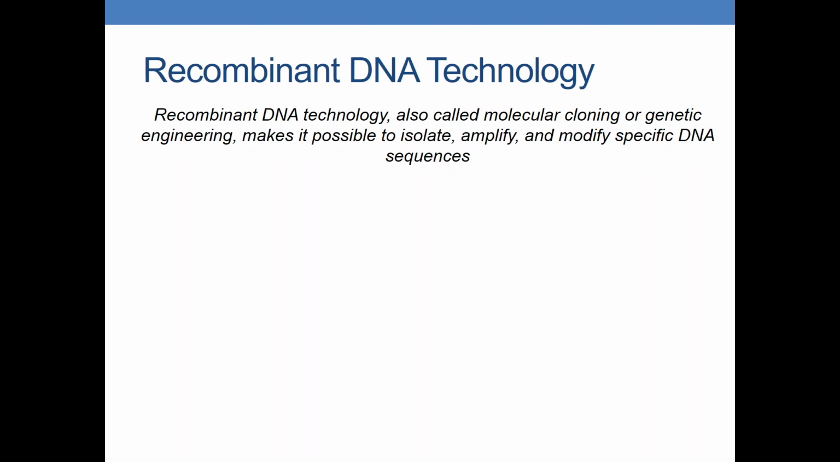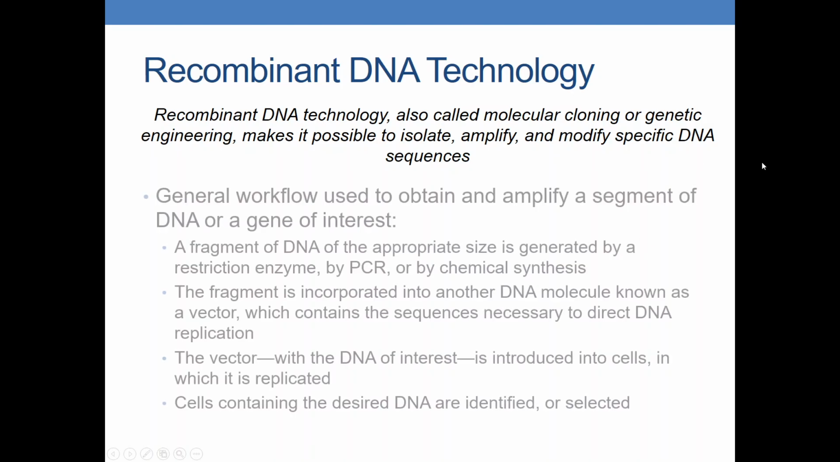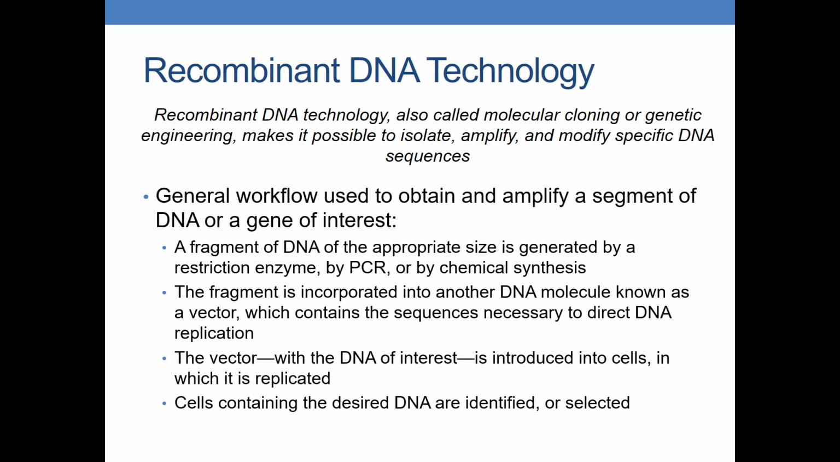But all this is a set of techniques that allows you to first isolate your DNA of interest and then amplify it, think polymerase chain reaction, and modify specific DNA sequences. So you presumably at this stage would know the DNA sequence of the thing that you have isolated and amplified using the methods that we had talked about last time. So now we're going to talk about, in this last bit here, how you might use that in a way to modify the sequences. So the general workflow is going to look something like this.